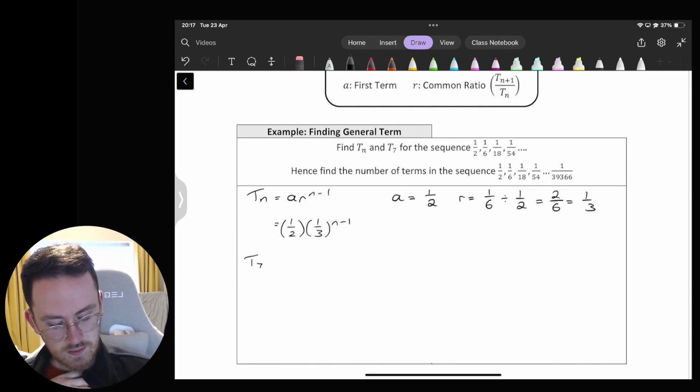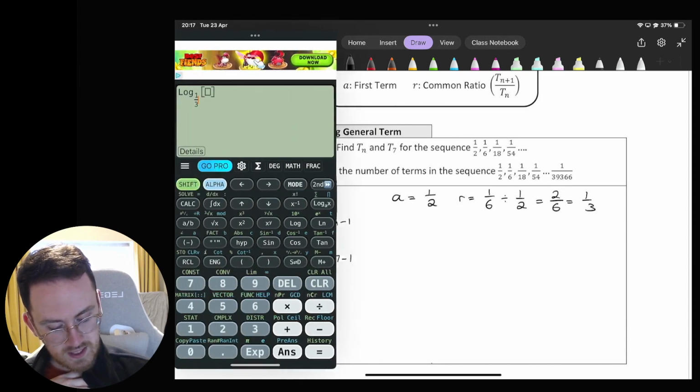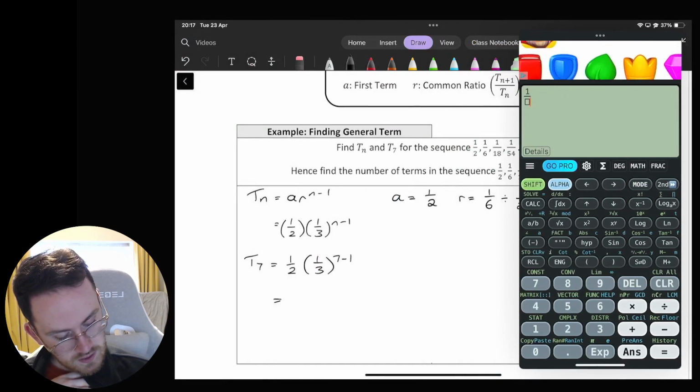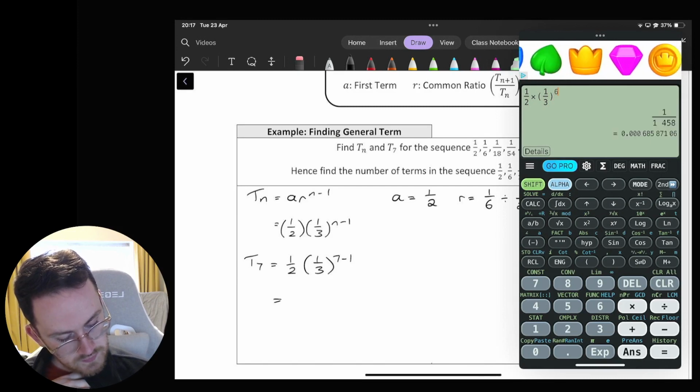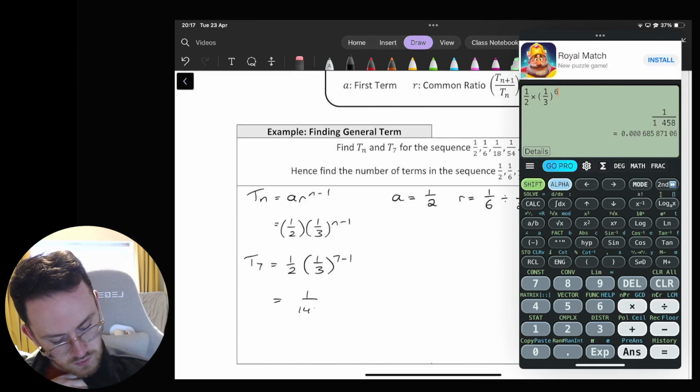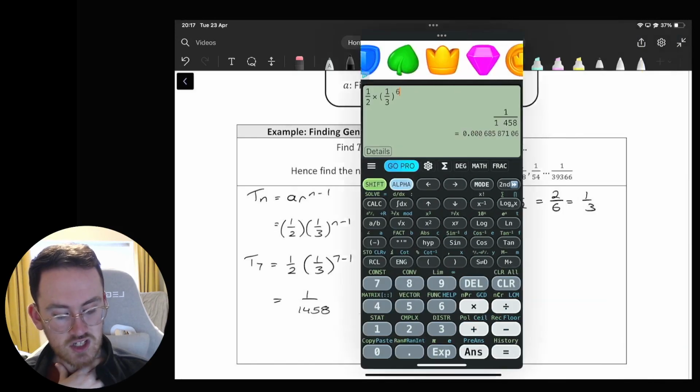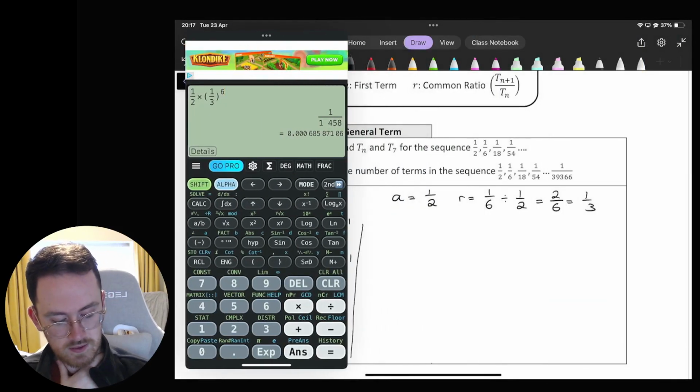To find T7, which is the first one I have to find, I'm just going to fill in 7 for n, and then input that into my calculator. So let's go with that. A half times a third to the power of 6 is 1 over 1458. I'm leaving that as a fraction in this case, because all the terms seem to be fractions.